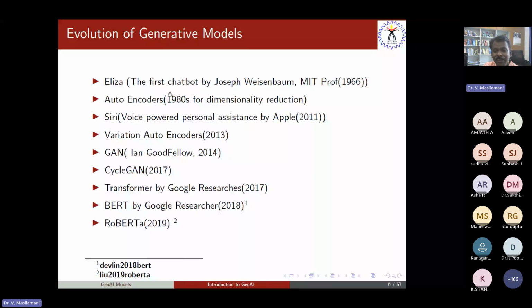And in 1980, after a few years, autoencoders were introduced by some engineers, and that was introduced for dimensionality reduction, right? They didn't have generation in mind, but they wanted to reduce the feature vector dimension. Those who have studied pattern recognition and machine learning may know that there are many dimensionality reduction algorithms like LDA, PCA, ICA, and so on. And this is one of the dimensionality reduction algorithms.